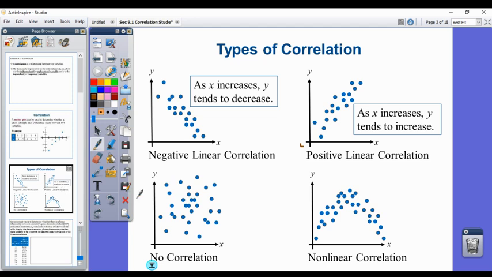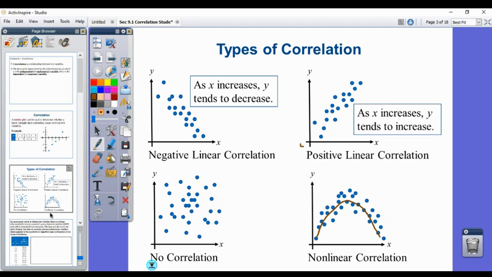If you see just a random picture and it doesn't really follow any pattern, that's probably because there's no correlation. And in this case, we have a nonlinear correlation. And if you remember, this is a parabola, so this would have a quadratic correlation.